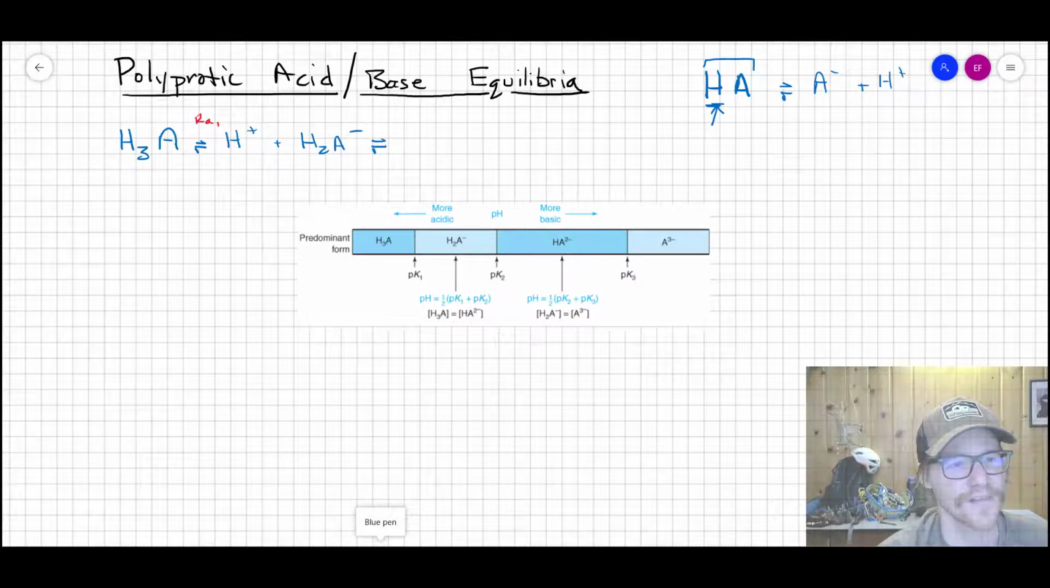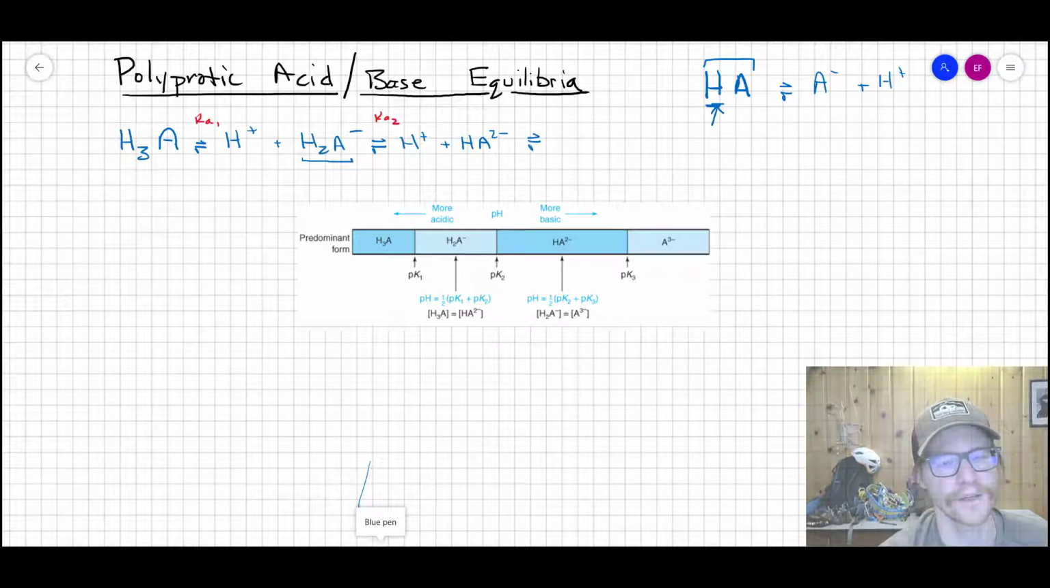That means that sets off some concentration of the H2A minus, which itself has its own equilibrium with its conjugate base. So it can pop off one of its protons and create HA2 minus, and that's going to be governed, or at least the ratio of those two species is going to be set by Ka2. And then finally, the last form here would be for HA2 minus to pop off that last proton and produce the A3 minus moiety. That again is going to be governed by that final Ka3.